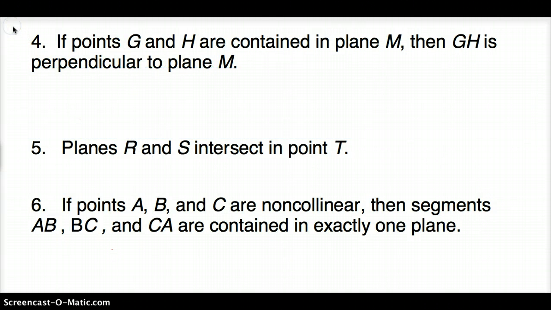Let's take a look at example number 4. If points G and H are contained in plane M, then GH is perpendicular to plane M. So what they're saying here is, if you've got a plane and you've got G and H, and they're in that plane, then when I connect them and make a line, it's going to be perpendicular to the plane. Now, perpendicular would be stabbing through. That pencil would be held perpendicular to that paper. So this is never going to be true.